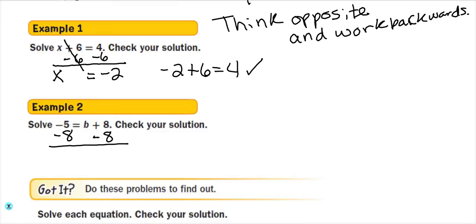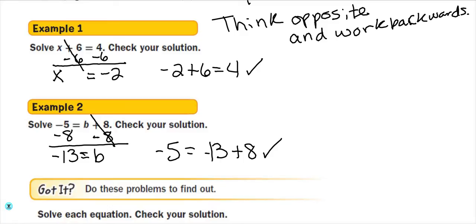Okay, draw the line. I have negative 5, and then I have negative 8. So that's going to be same signs, add and keep. So that makes it negative 13 equals b, and then those have canceled out. Okay, so let's plug it back in. Does negative 5 equal negative 13 plus 8? Well, negative 13 plus 8 makes negative 5, so yes, that works. All right, let's try the got it questions by ourselves.